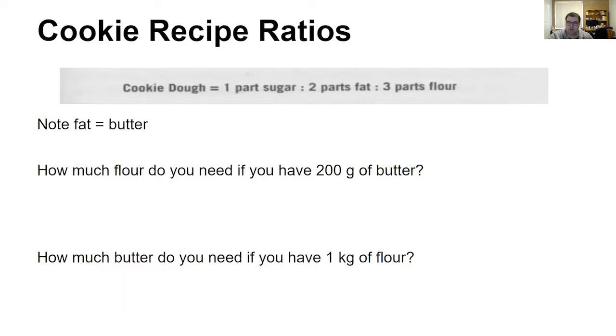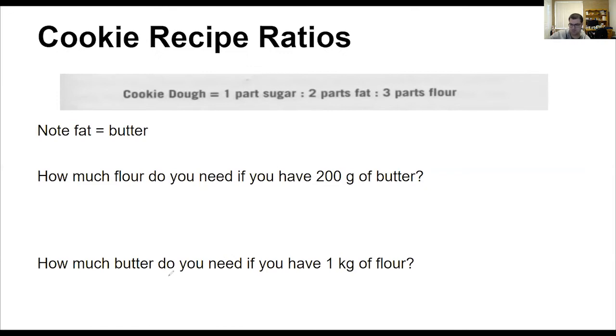So let's take a look at this. Remember, cookie dough, the perfect ratio for the perfect cookies: 1 part sugar, 2 parts fat, 3 parts flour, where fat is butter. How much flour are we actually going to need if we have 200 grams of butter? Let's take a look at this.